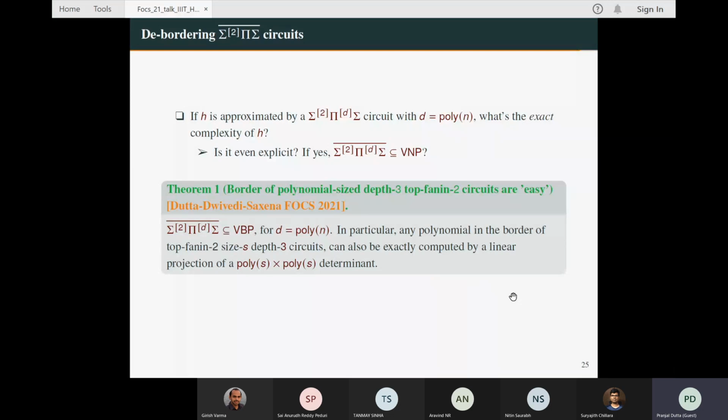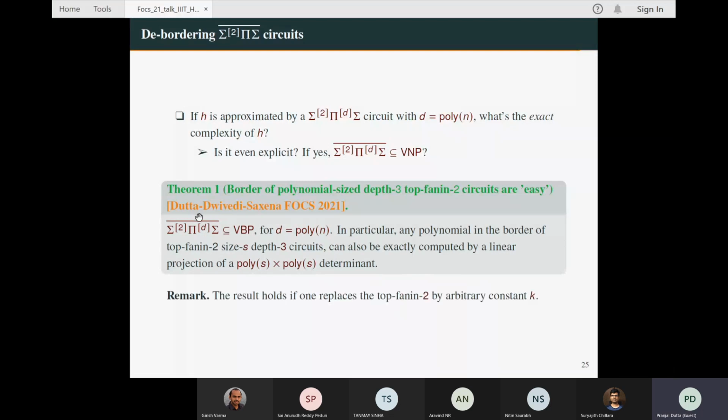So what we showed is that this bar class Σ² Π Σ bar is inside VBP when the size is polynomial. In particular, if you start with fanin 2 depth 3 circuits and border, that means there is a polynomial which can be approximated by a fanin 2 depth 3 circuit of polynomial size, it can be exactly computed by a projection of determinant, because remember VBP was determinant projection. Okay, so this is the result we proved.